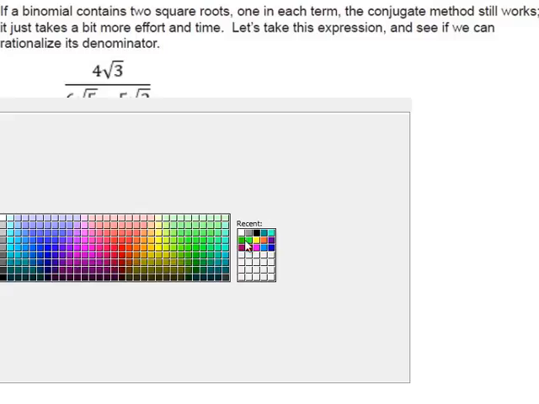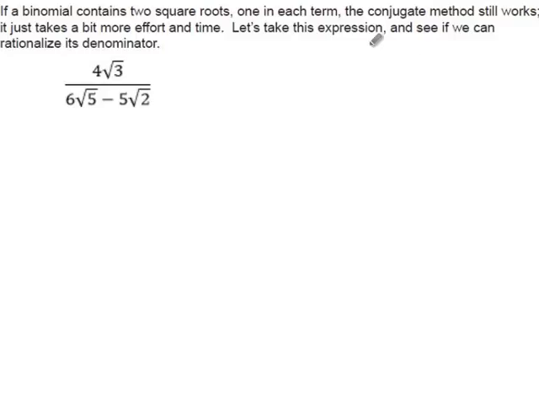Now, a quick word about those before we go on. Anytime you have a binomial, the conjugate is the exact same two terms, only with the sign in the middle switched. So if you have a plus b, the conjugate is a minus b. If you have x squared plus 8, the conjugate is x squared minus 8. You change nothing except that middle sign.